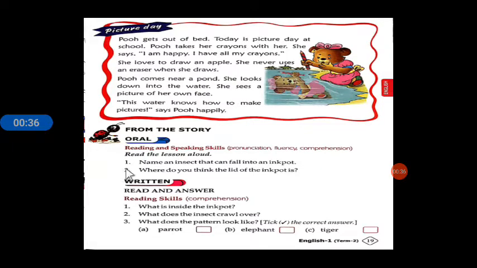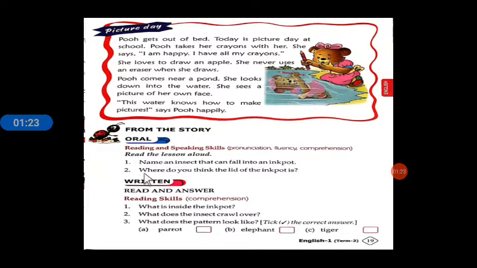Oral questions. The first question: name an insect that can fall into an ink pot. You have learnt in the story, so you have to name that insect that can fall into an ink pot. Or else you can write anyone. You can write housefly, ant, or honeybee. Anyone you can write. An ant can fall into an ink pot. So this is the answer for the first question.